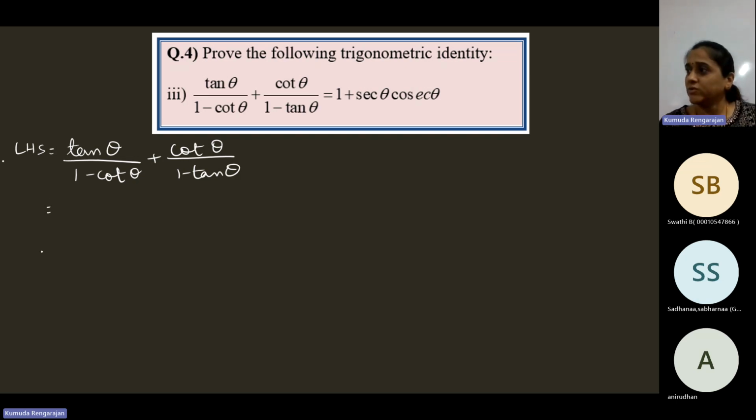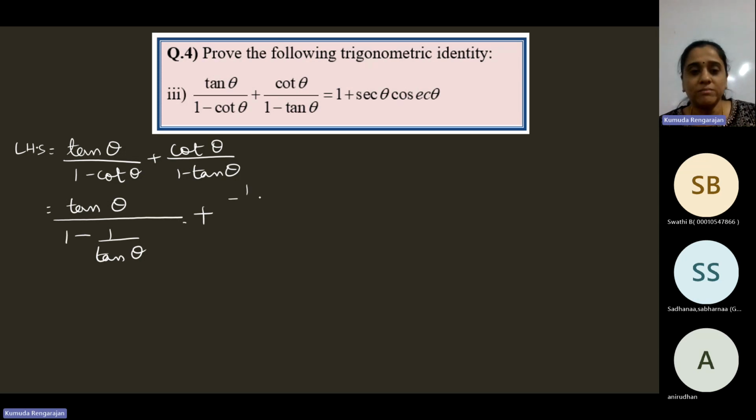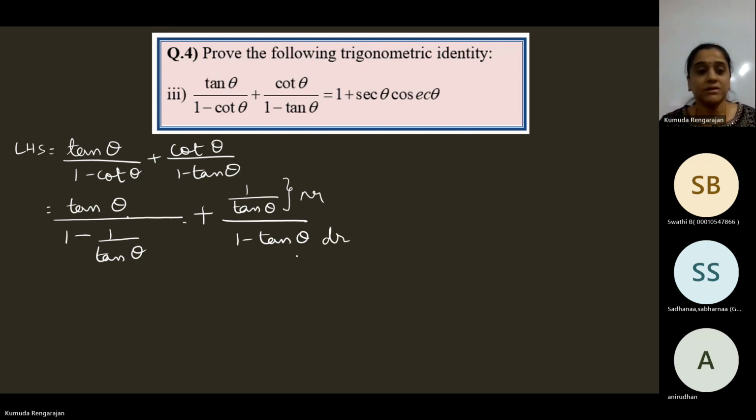You can also try the other way. You will get this correct result. So I've written tan as it is. Now 1 minus cot is 1 by tan, plus cot is 1 by tan and denominator 1 minus tan theta as it is. So here you should be very careful with the numerator and denominator. Which part is the numerator? This one is the numerator. This one is the denominator. Here, this is the numerator. This full thing is the denominator.